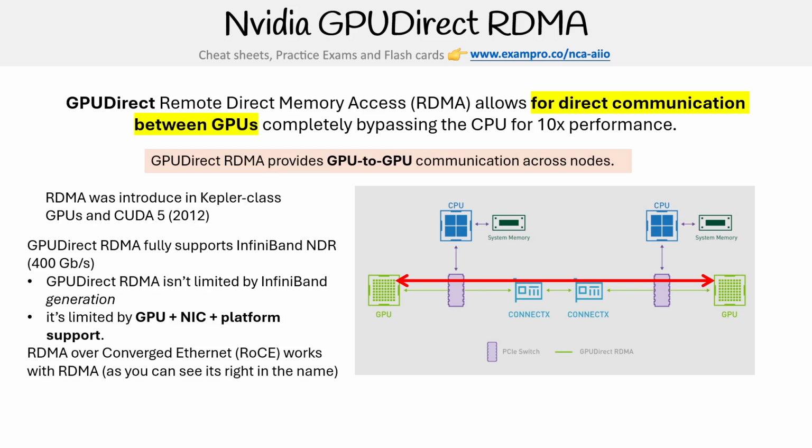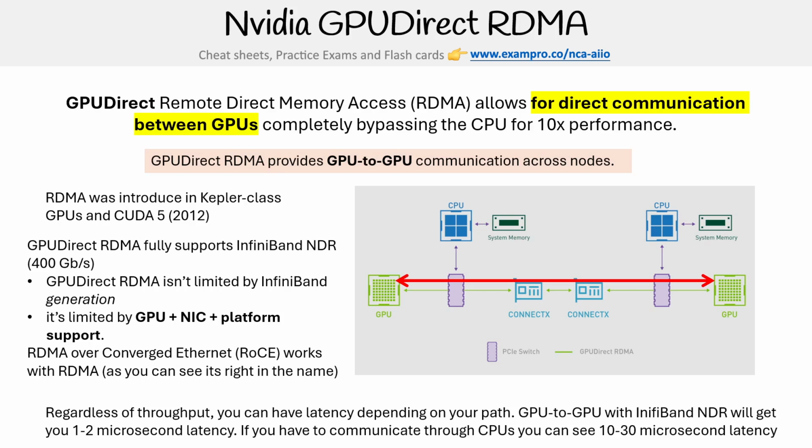Okay, so RDMA over Converged Ethernet, or RoCE, works with RDMA, as you can see, it's right there in the name. We've covered that elsewhere after RDMA. Regardless of throughput, you can have latency depending on your path. GPU to GPU with InfiniBand NDR will get you 1 to 2 microseconds latency. If you have to communicate through CPUs, you can see that there's probably 10 to 30 microseconds.